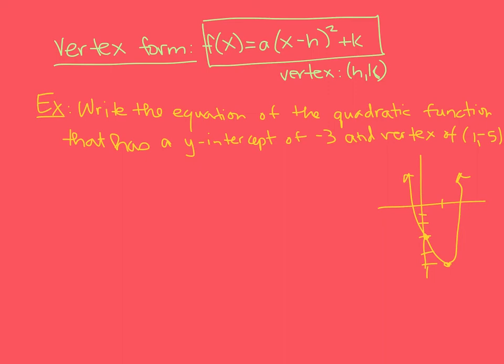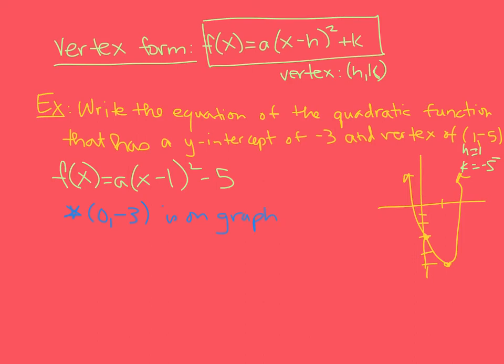For this equation, we're going to use that function above. I know right away that I'm going to have an x minus 1 squared in my parenthesis, and then it's going to be not plus, it's going to be -5, because my h is equal to 1 and my k is equal to -5. So I got the first step of that. The other thing that I need to do is I need to use the point that I have. I know that the point (0, -3) is on the graph.